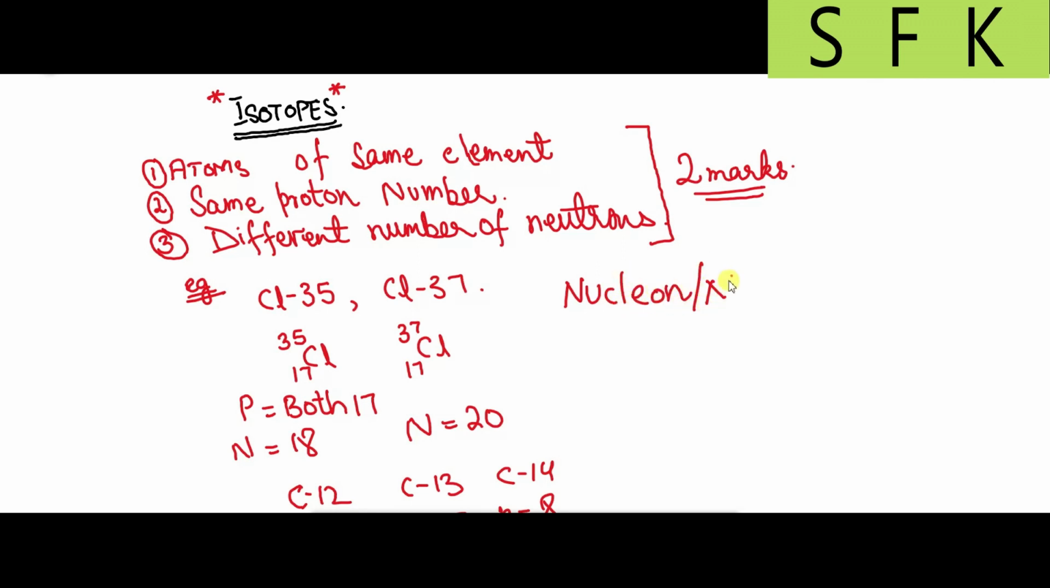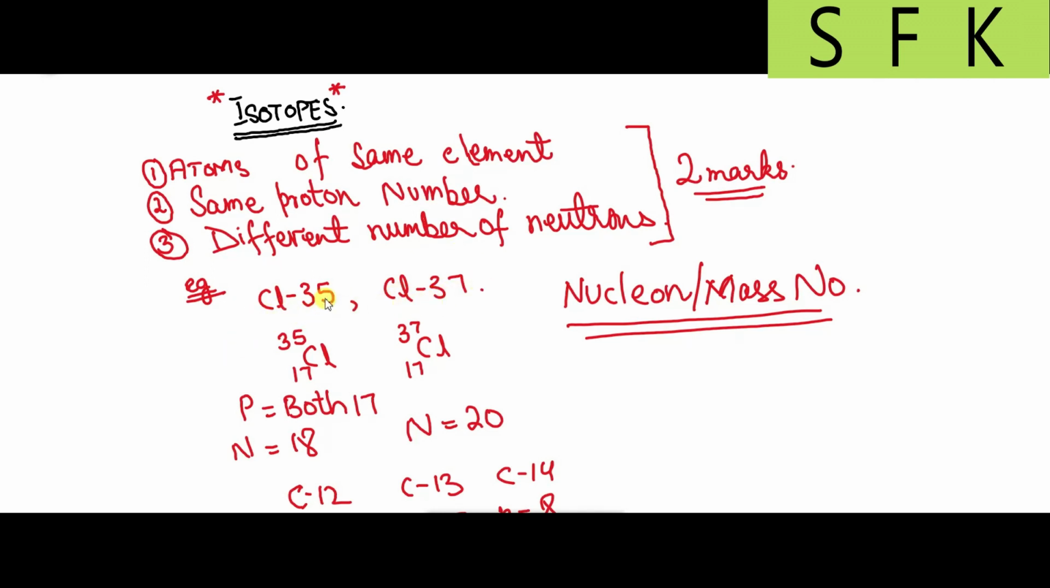The nucleon number, also called the mass number, also changes. So they have different nucleon numbers or different mass numbers. Now I've given an example over here. Chlorine has two isotopes, chlorine 35 and chlorine 37.